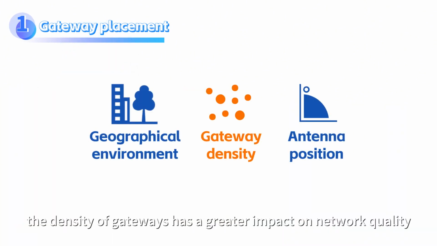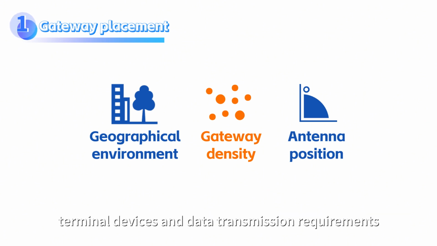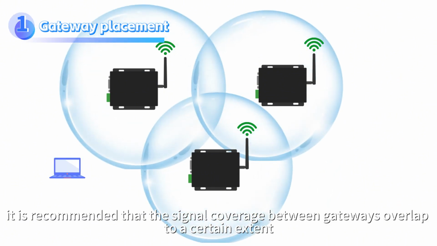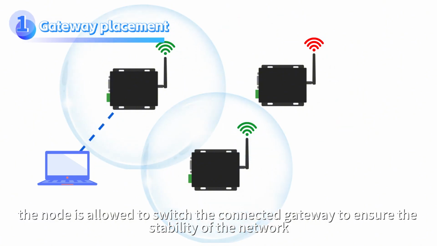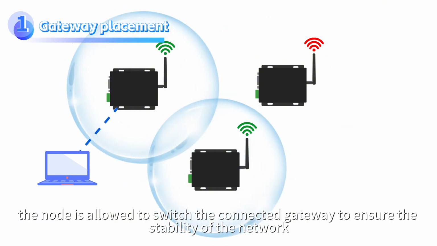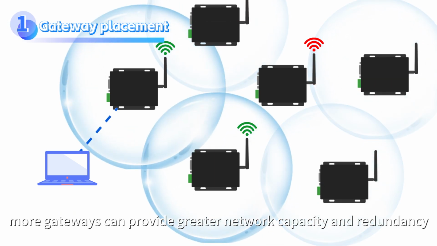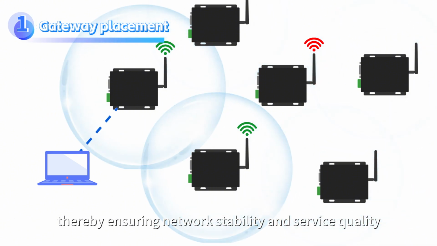Secondly, the density of gateways has a greater impact on network quality. The density of gateway deployment is determined based on the expected number of terminal devices and data transmission requirements. When deploying a gateway, it is recommended that the signal coverage between gateways overlap to a certain extent. When the signal of a certain gateway is not good, the node is allowed to switch the connected gateway to ensure the stability of the network. In addition, more gateways can provide greater network capacity and redundancy, thereby ensuring network stability and service quality.